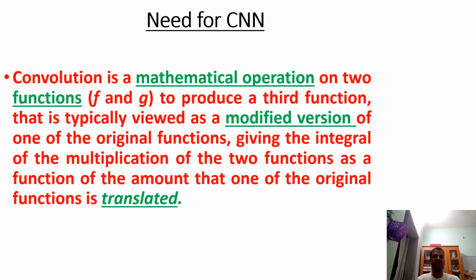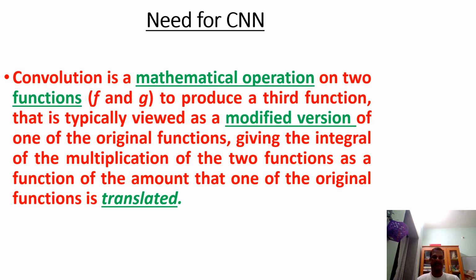So what is convolution? As per Wikipedia, it is a mathematical operation on two functions. So you need two functions to execute this convolution operation. One is the original image. Say, for example, let us assume F is the original image or the data. What is G? I will come to that at a later stage. Now, when these two are mixed together, we get a third function which is viewed as a modified version of the original function. What is this modified function? It is a position translated version of your original function.